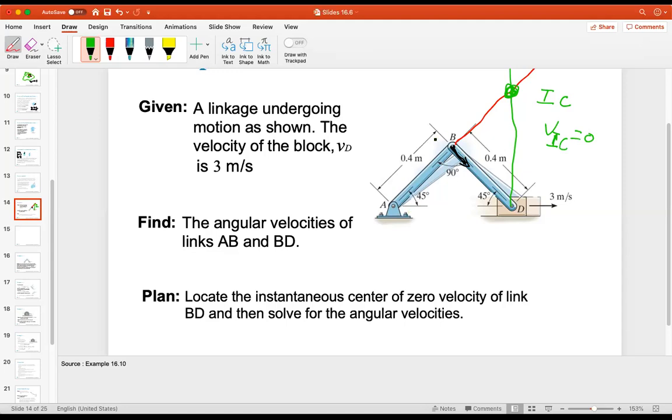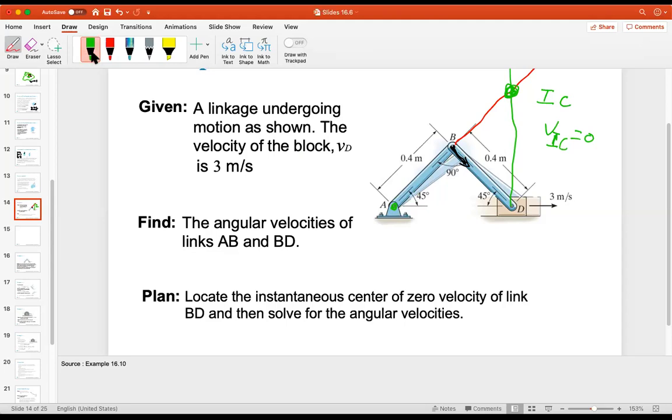So we're talking about the velocity. Okay, so that's the instantaneous center for link BD. Think for a second, where is the instantaneous center for link AB? Where's the place that has no velocity associated with the link that we want to associate with link AB? Hopefully you figured it out. For link AB, the instantaneous center of motion is going to be here at A.